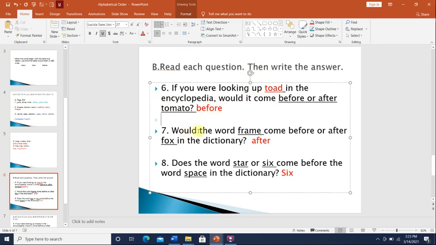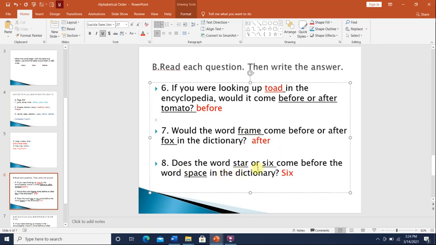For number 7, would the word frame come before or after fox in the dictionary? Here, frame and fox. Will frame come before or after? Here they both begin with F. The next letter here is R, and the next letter here is O. Which one comes first, O or R? O comes first, right? O, and then R. Okay, so we will find the word frame after fox.